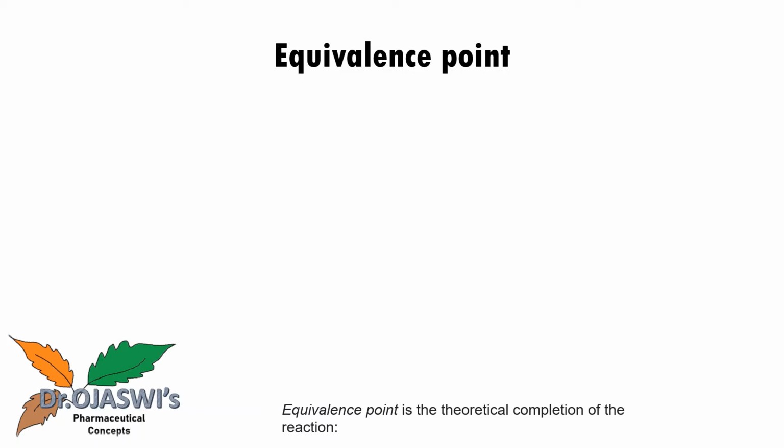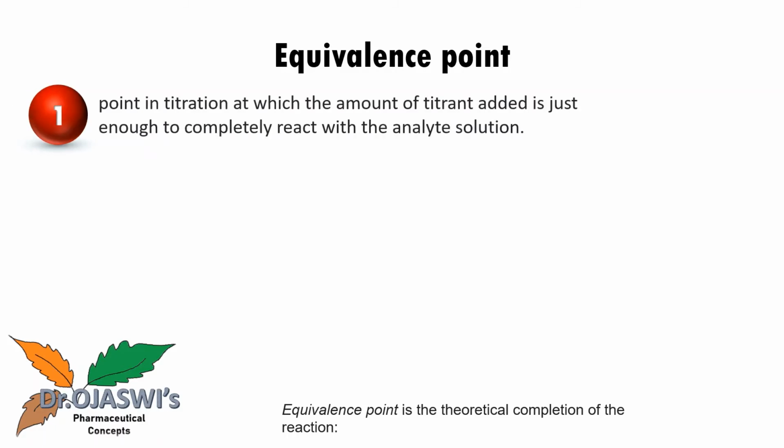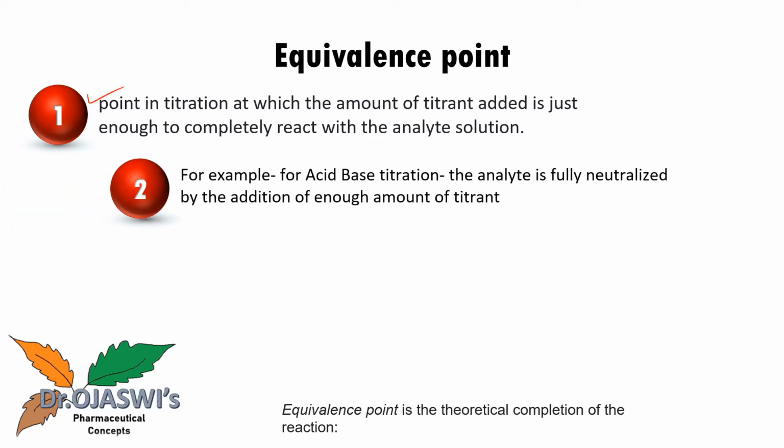Next is the equivalence point. The equivalence point is when the moles of a standard solution become equal to the number of moles of the solution of the analyte. Okay, so let us see how it is defined. It is a point in titration at which the amount of titrant added is just enough to completely react with the analyte solution. Okay, for example, in an acid-base titration, the analyte is fully neutralized by addition of enough amount of titrant.